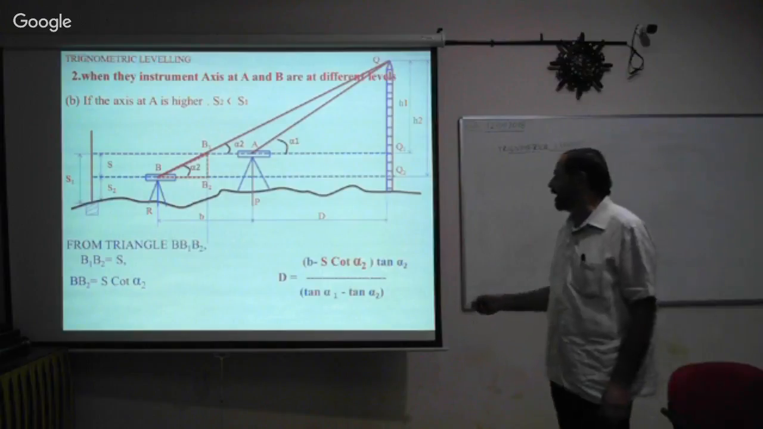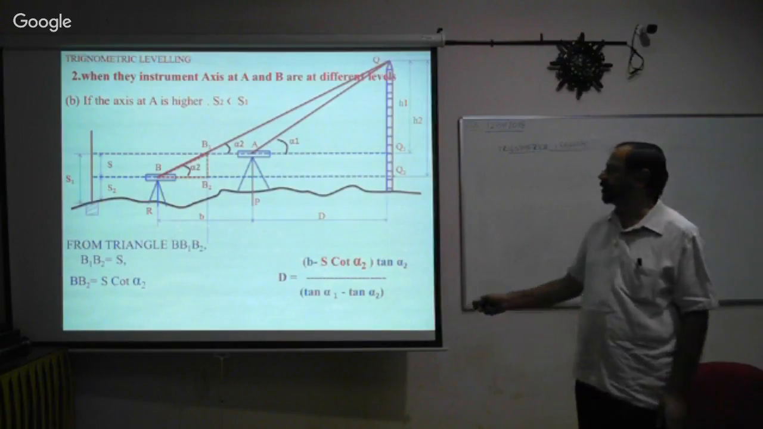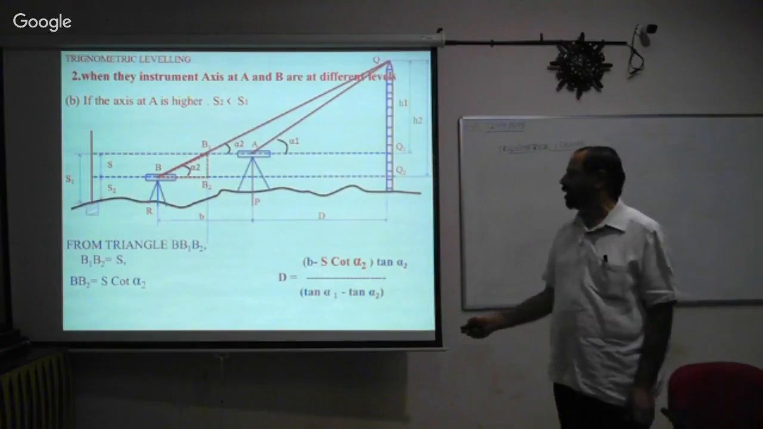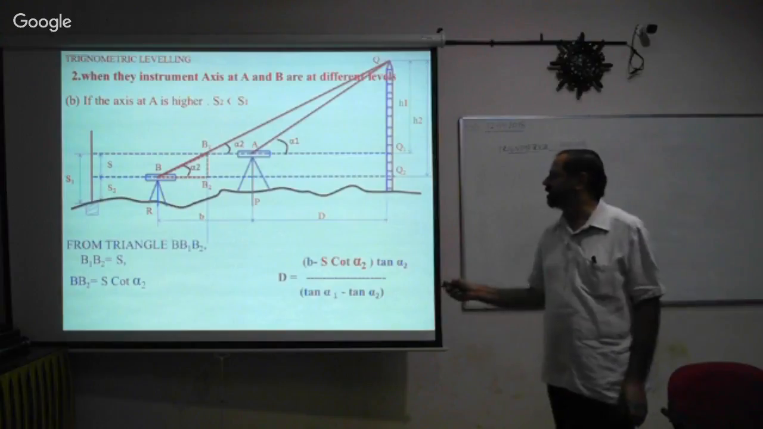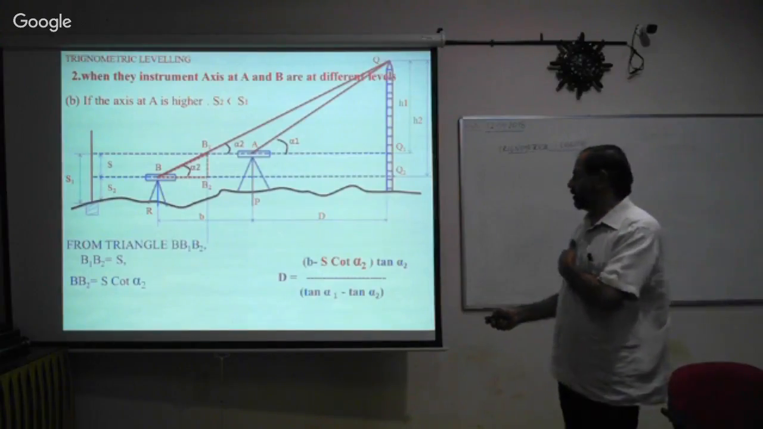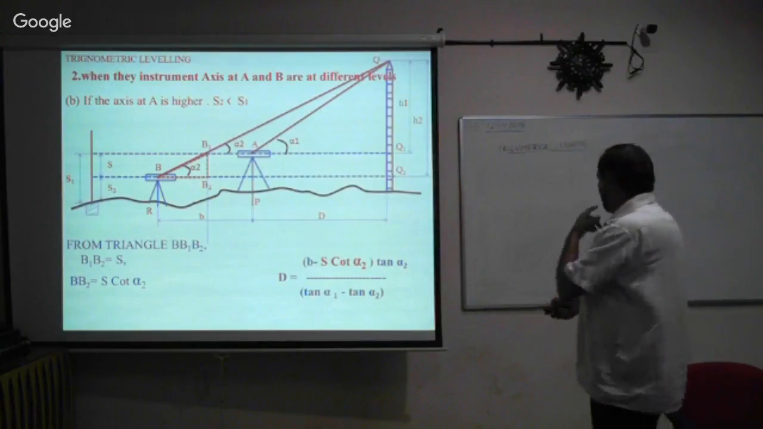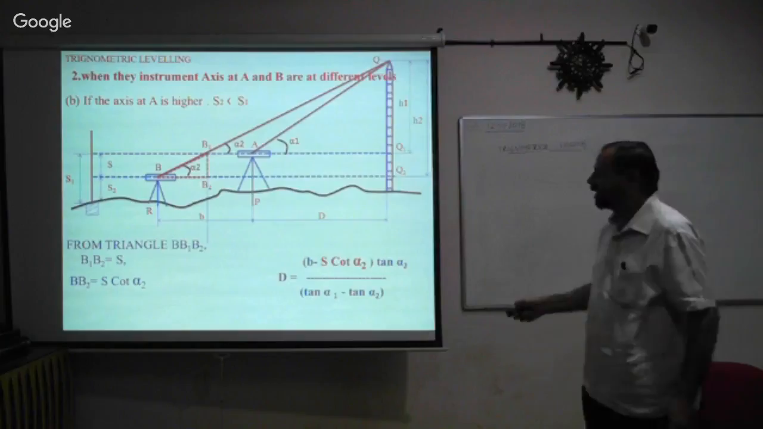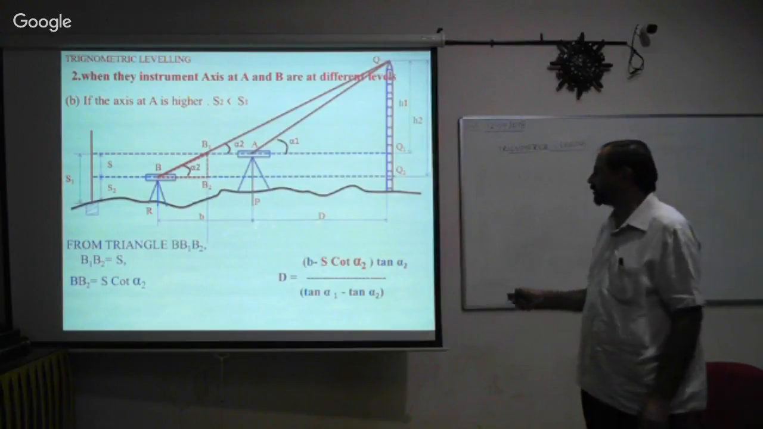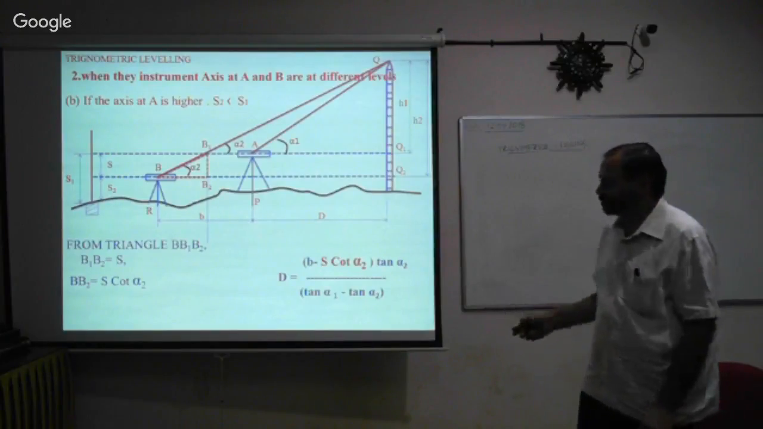Here we have recorded all the readings. V is known, fixed by ourselves, and S is known, the difference between these two staff readings, and alpha 1 and alpha 2 are the vertical angles measured from the theodolite. That is how we can calculate the distance from the object to the instrument station.